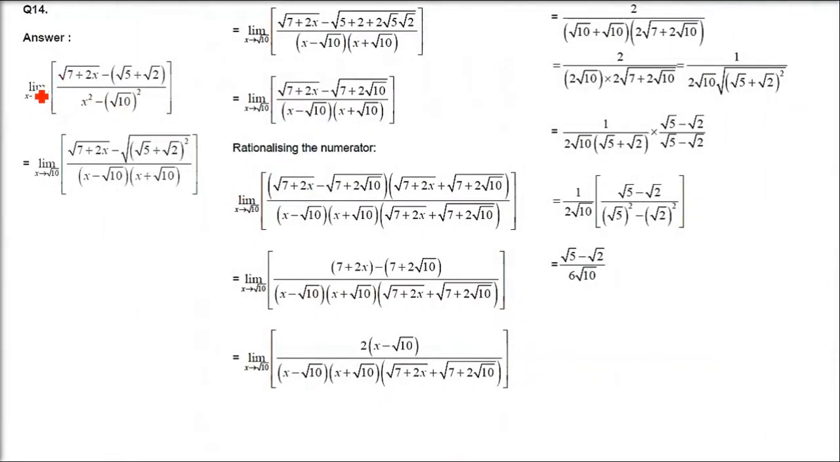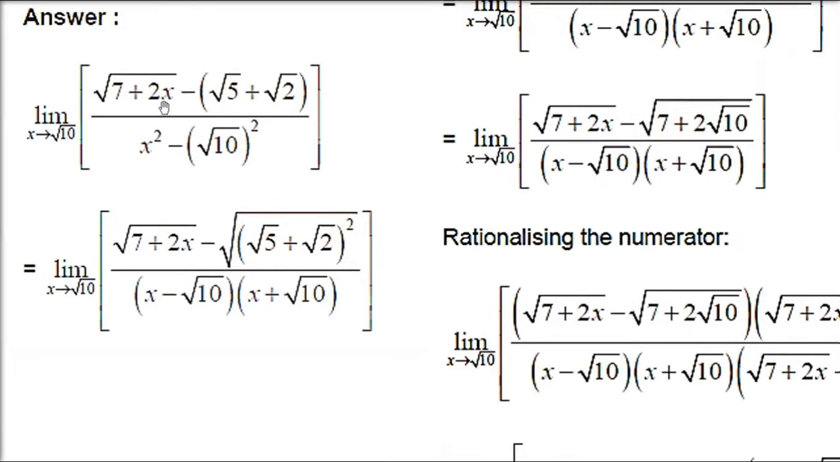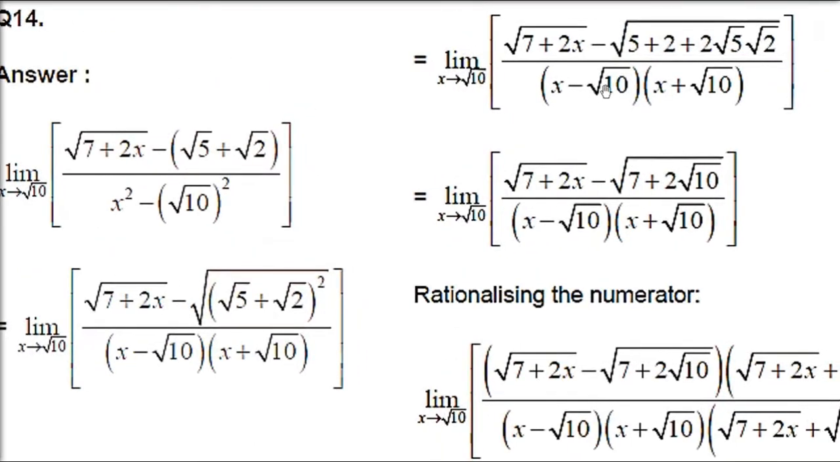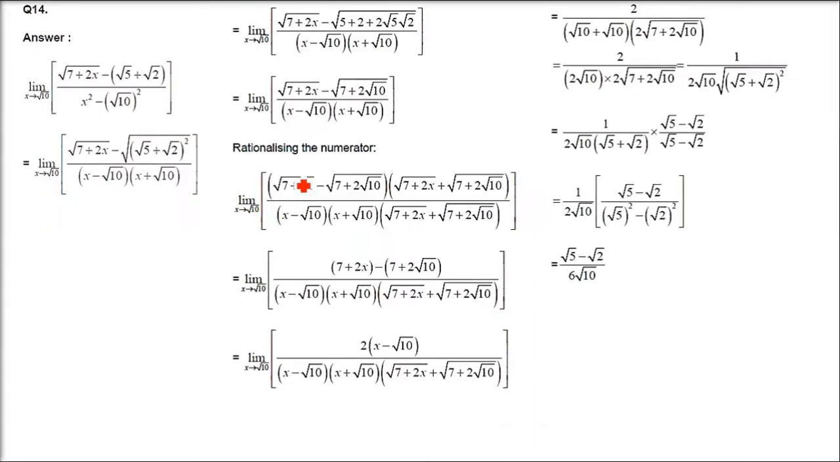Question number 14 it is. So we have limit x tends to under root 10 of under root 7 plus 2x minus under root 5 plus under root 2, by under root x square minus under root 10 whole square. So you can take them as a minus b and multiply by a plus b, as in the previous discussion. But here it's not the case. We have to think in a different way.